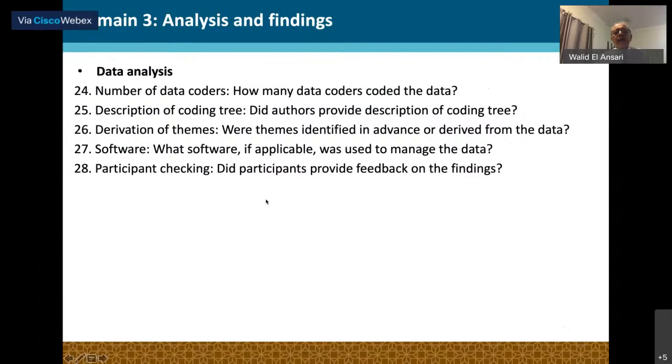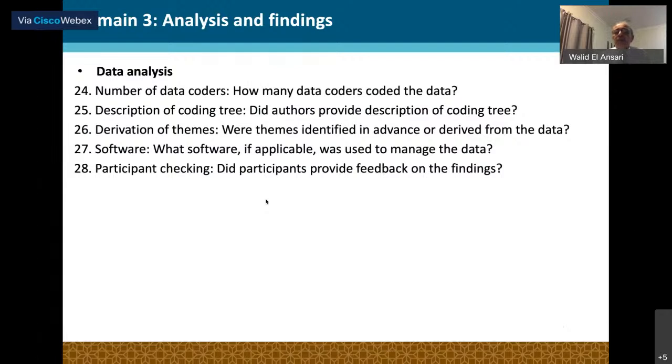Again, with domain 3, there are other things that I would look for. Things about data analysis. Has this been reported? How many people coded the data, for example? Was it one person? Then maybe it's a little bit more consistent. Or were there many people coding the data? How was the coding tree and a description of it? How were the themes identified? Were they in advance or really coming out organically, very inductive from the data? Was it done by hand or was software used, and which software was used, etc.?